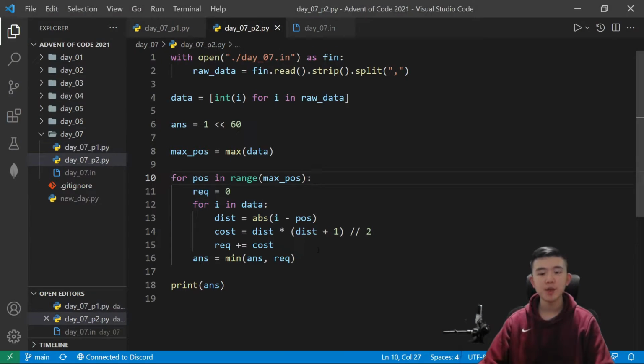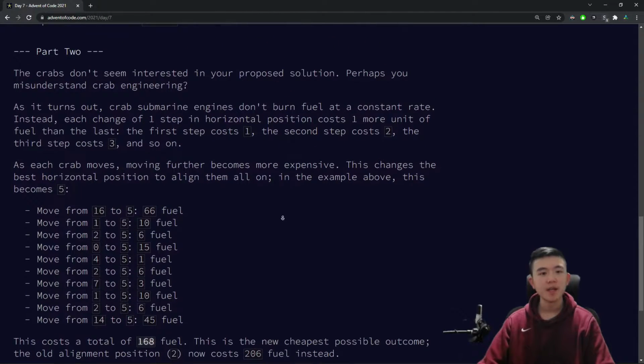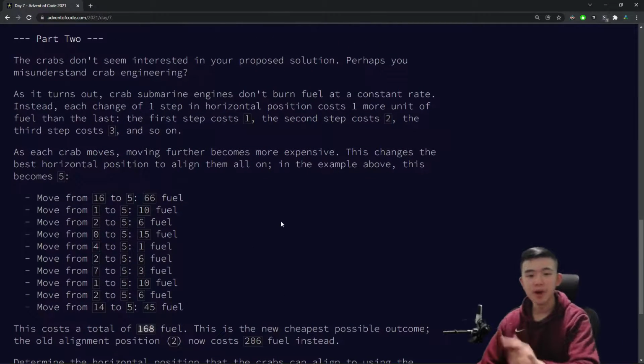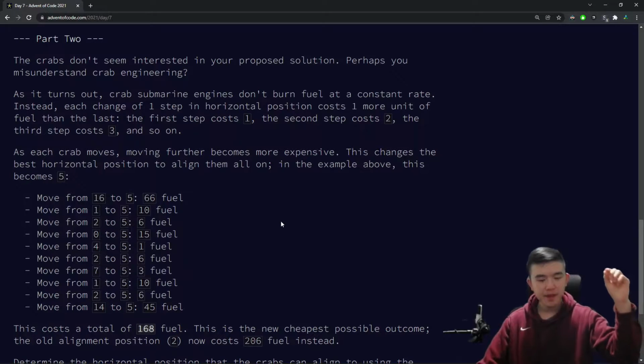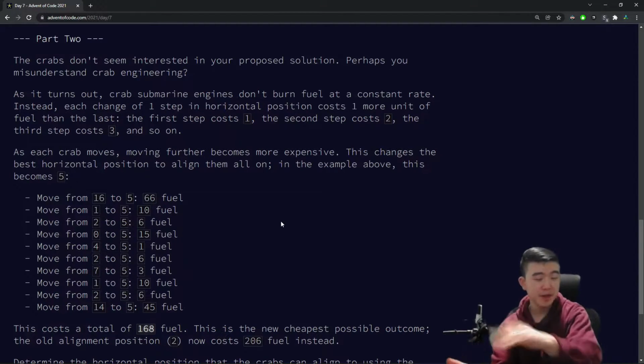And then for part 2, the calculation is a bit more complicated. Basically what we have to do now is to move from location X to location Y. It actually takes the absolute value of X minus Y, times the absolute value of X minus Y plus 1, over 2.